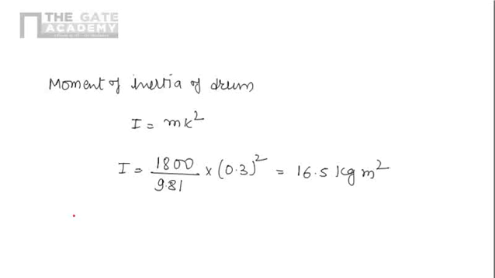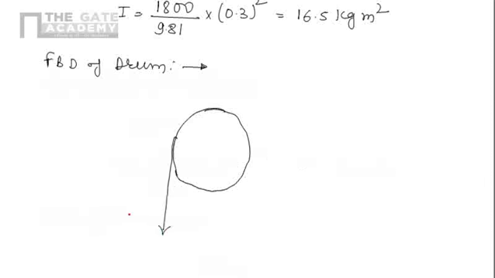So now let's draw the free body diagram of the drum. In the free body diagram of the drum, we have the rope here. So we have to show the tension here, T, and this distance we know is 37.5 centimeters. Now it is in rotatory motion.